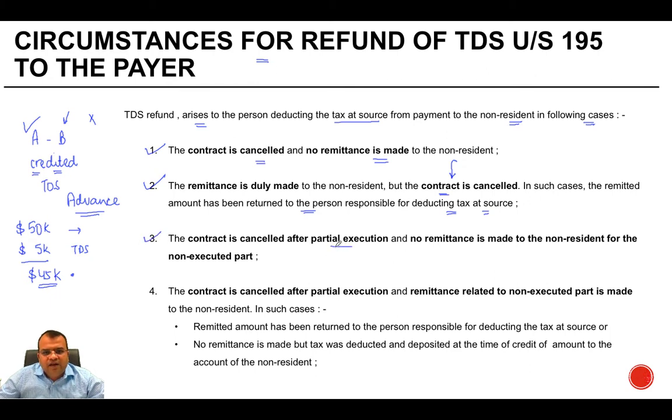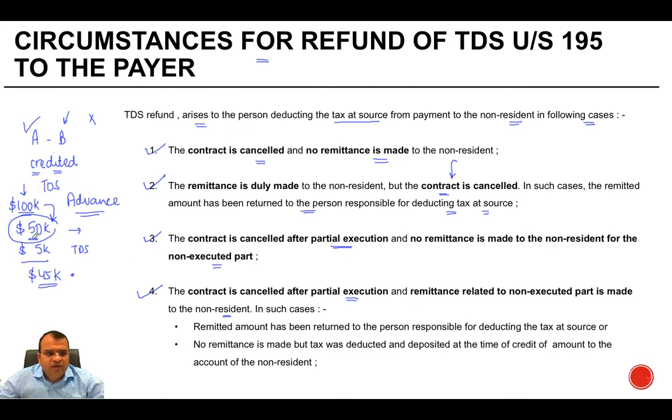The contract is cancelled after partial execution and no remittance is made to the non-resident for the non-executed part. Let's say this contract was for $100,000. For 50% of the work, $50,000 was remitted, right? After work equivalent to this was done, the contract was cancelled and the balance $50,000 was not sent to the non-resident, right?